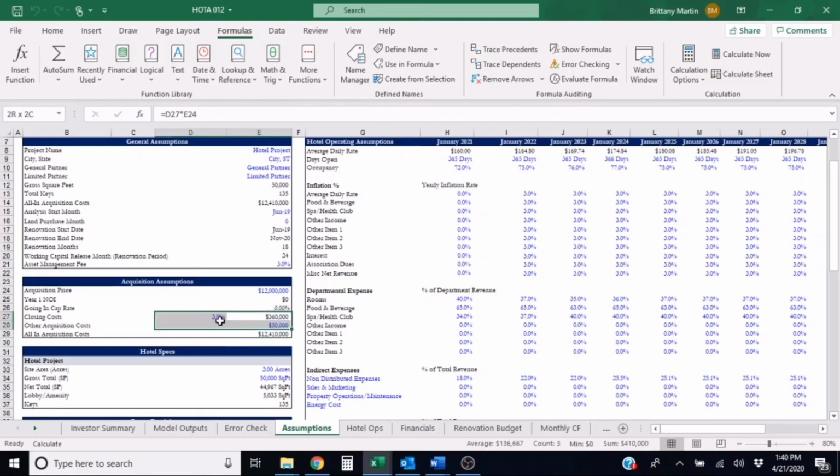You should know what this number is when modeling out once the property is bought, but before it's bought, in order to get an estimate, I usually put around 2 to 5%, and that should give you a good estimate of what you are likely to see.